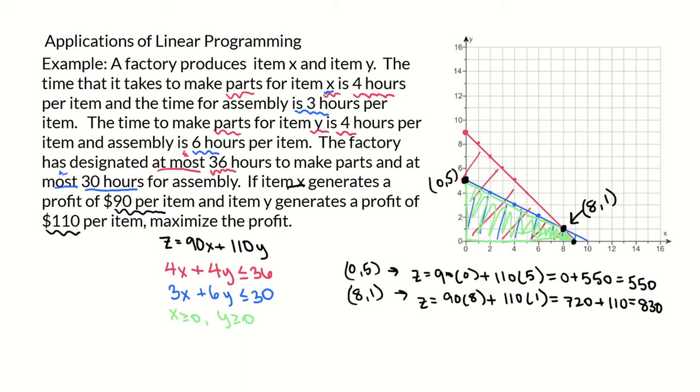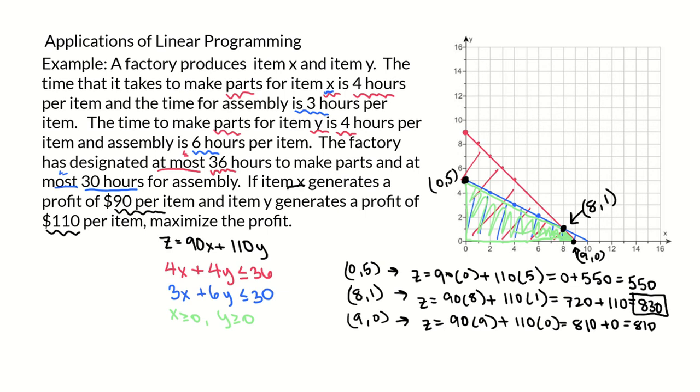The last corner point is this intercept with the x-axis, which is the point 9, 0. That would be 90 times 9 plus 110 times 0, which is 810 plus 0. So profit there is 810. So the maximum profit in this situation is $830, and it occurs at the point 8, 1, which means it occurs when 8 item x's are produced and 1 item y is produced.